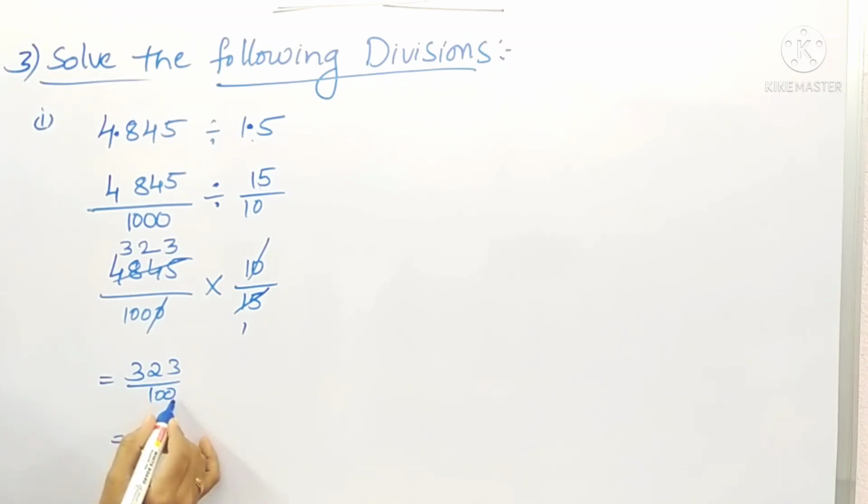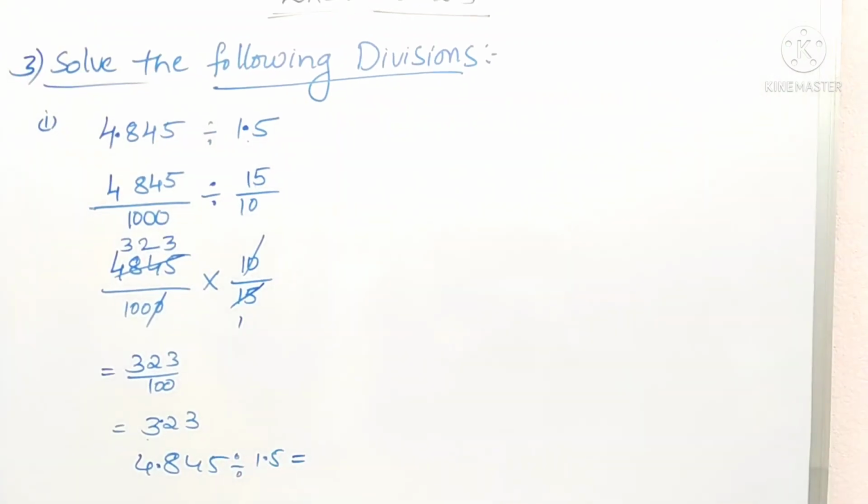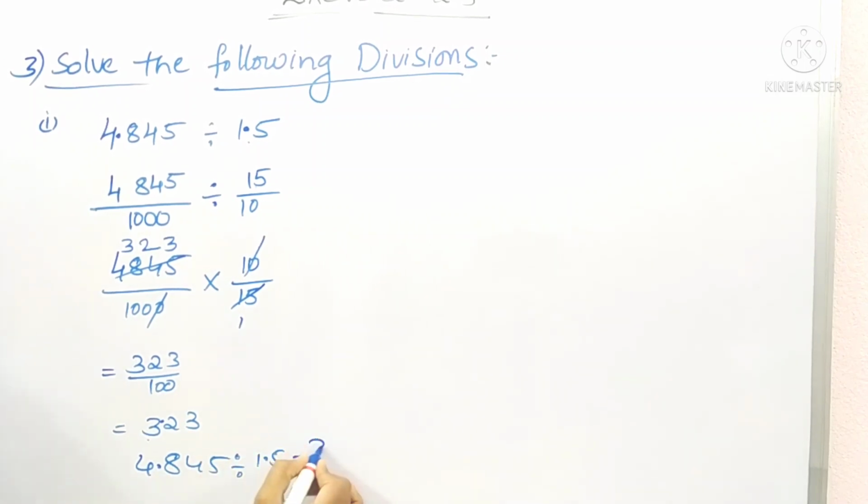So 2 zeros are there after 1, so from the right side, after 2 digits we have to put the decimal point. So it is 3.23. So 4.845 divided by 1.5 will be 3.23. Okay. So in our previous problems I explained the process and now I wrote somewhat direct steps.